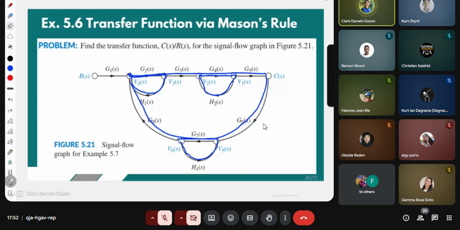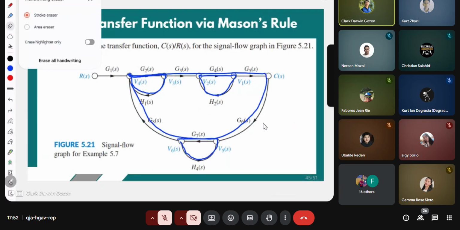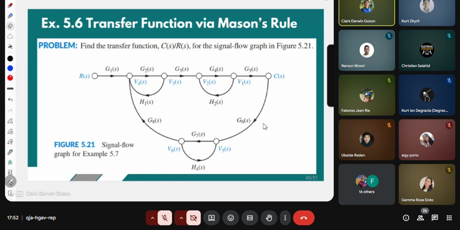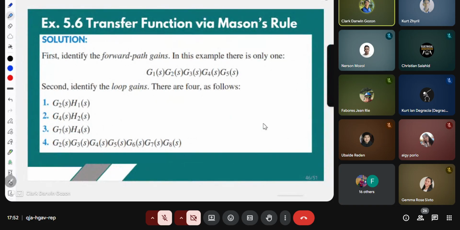Then we also need to identify the forward path gain. The forward path gain is only one, since it cannot go there because that direction is reversed. The direction only goes this way. So the forward path gain is G1, G2, G3, G4, and G5. Only one forward path gain, which is this one.